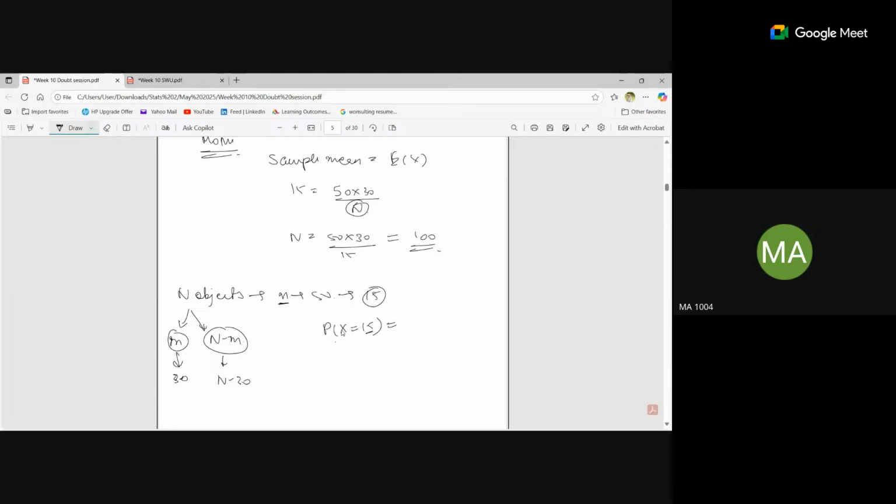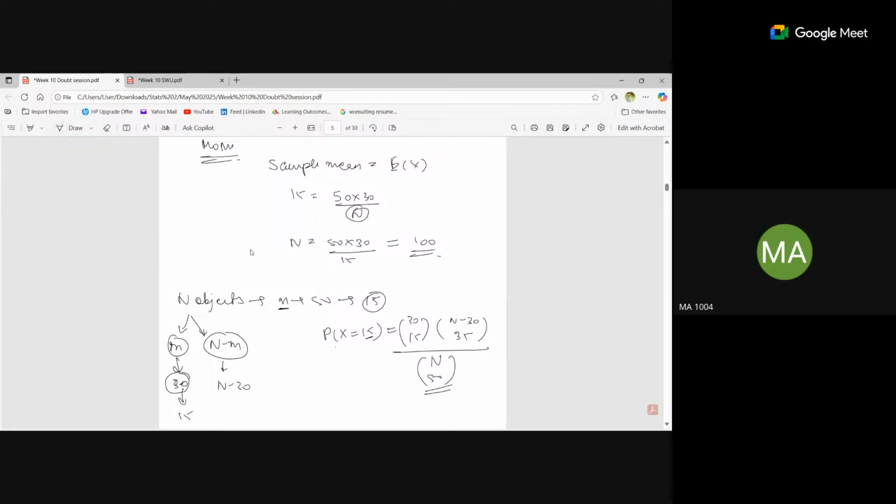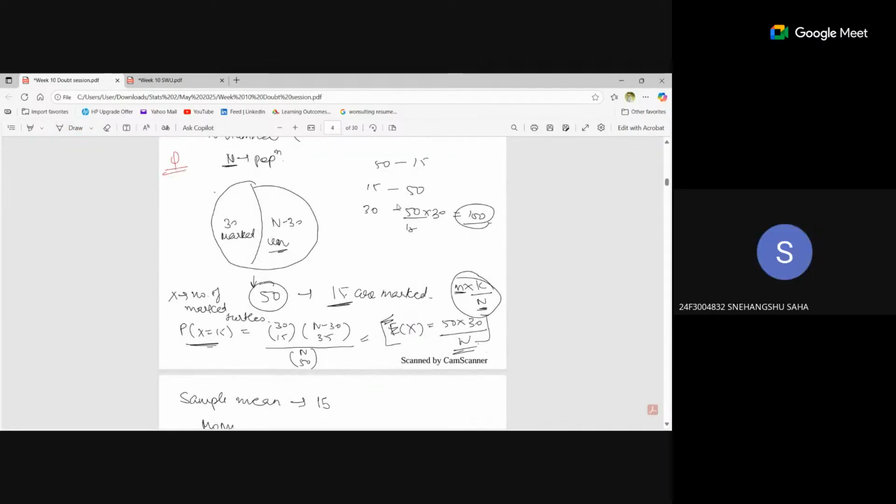So 15 of them marked. If 15 are marked, I will be taking from 30, choosing 15. Then from N minus 30, I will be choosing the rest, divided by N choose 50. Okay. So this is a different condition, that is a different condition from the one you are solving. Now you got the point? Yes. But in two cases, the answers matched. So that's why I thought. Oh, it's fine. Okay.